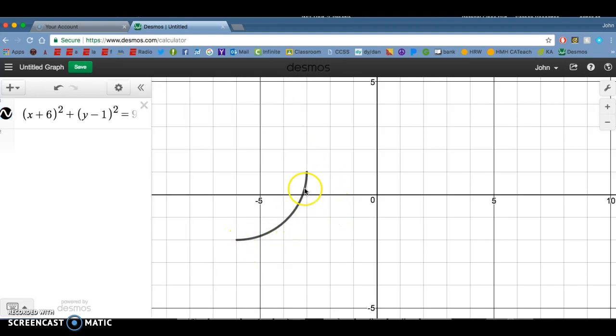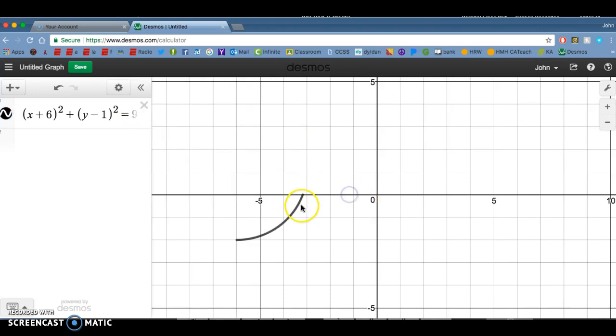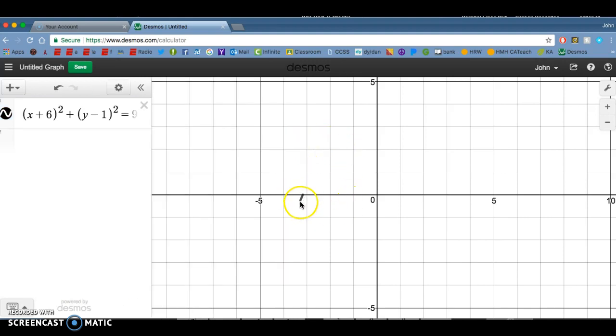And there we have it. I have just a little tiny corner of my circle. Maybe I only wanted it to go to 0, and then I have that portion. Or maybe I wanted it to start at -1 or -0.25, depending on what portion of that line I want.